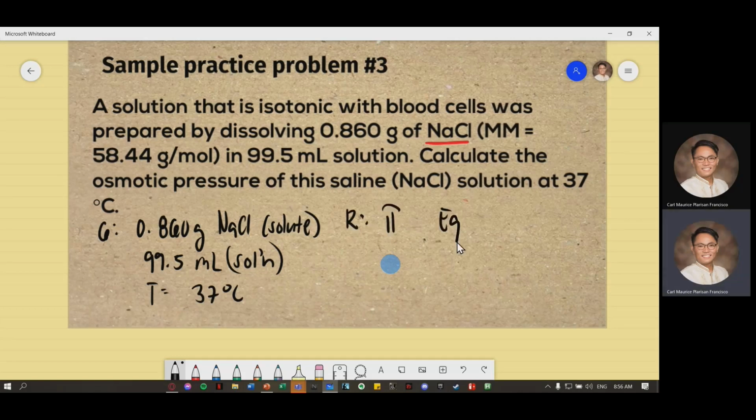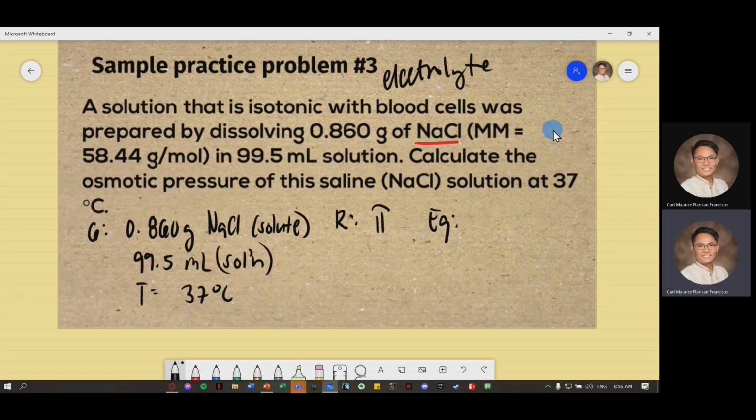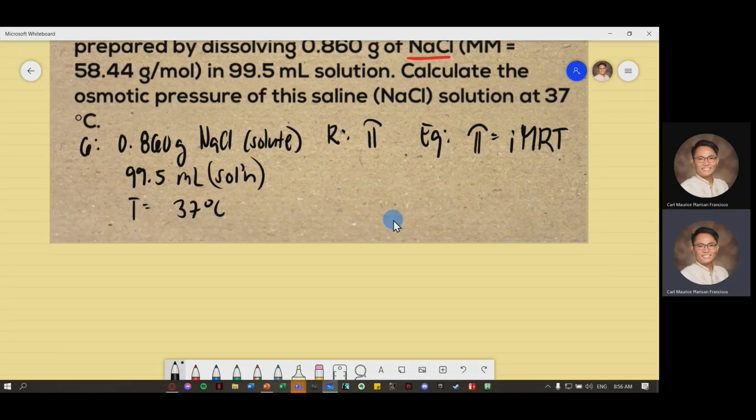So, equation. Now again, this is an electrolyte solution. How do we know it is an electrolyte? It has NaCl. NaCl is our solute. So automatically, our formula will be osmotic pressure is equal to i mRT. So since this is osmotic pressure, there is R, 0.0821 liter atmosphere all over mole Kelvin. Okay, so we already have the R constant.